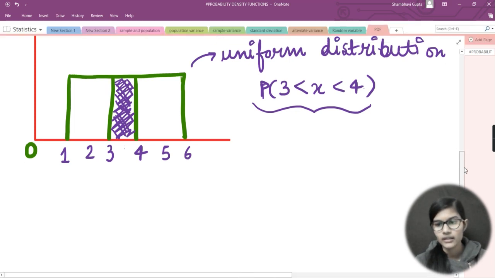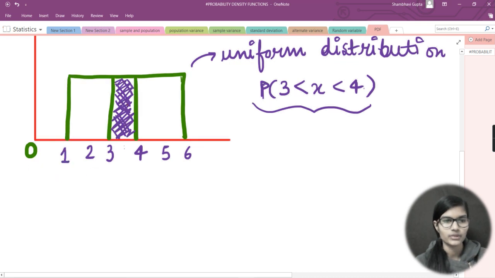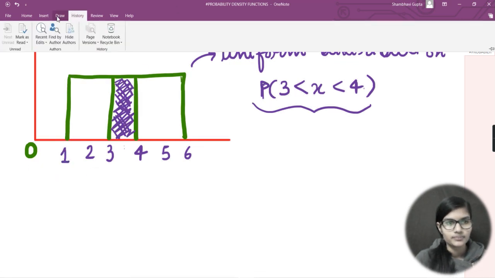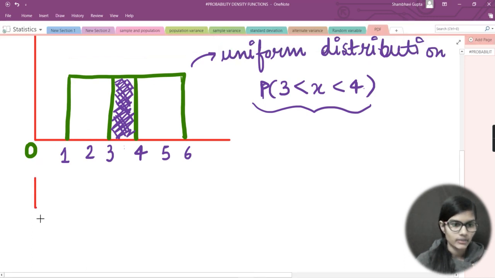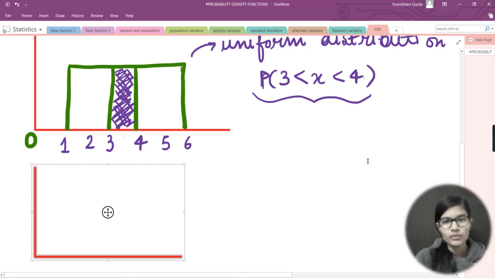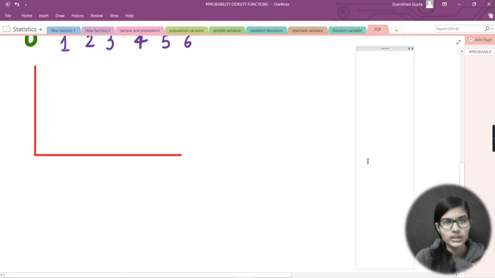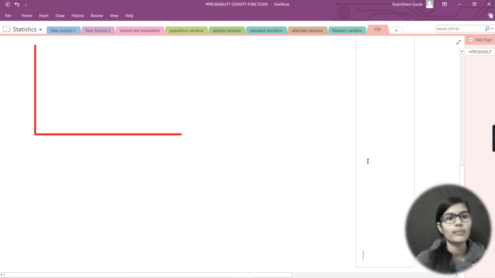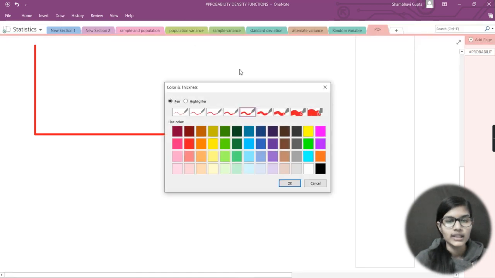Let's go a little down. Simply let's take this one, and I'm going to make one more graph and move a little down. We have seen the uniform distribution. Now my second example for you all is another one.